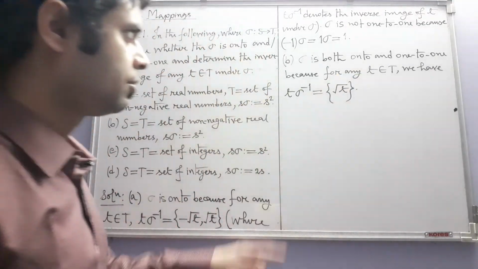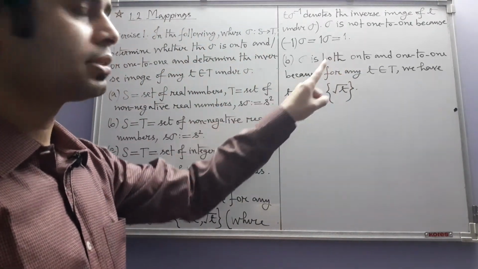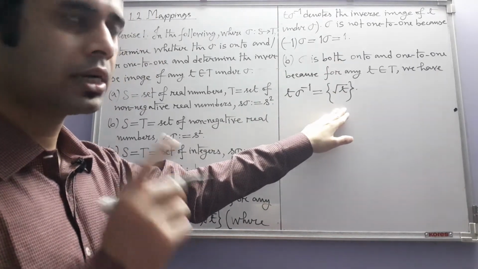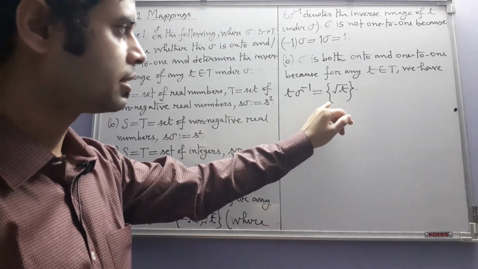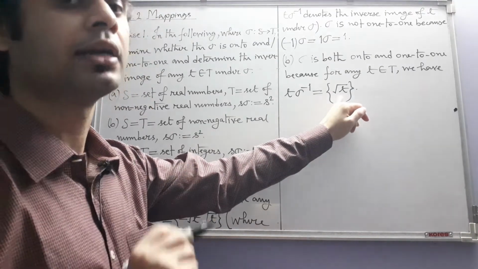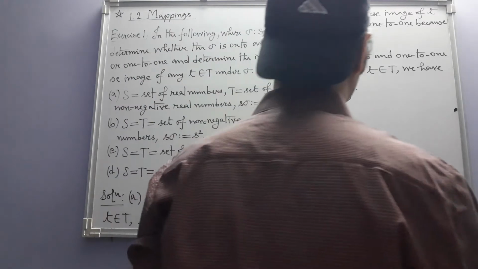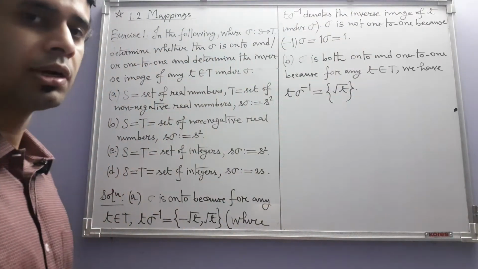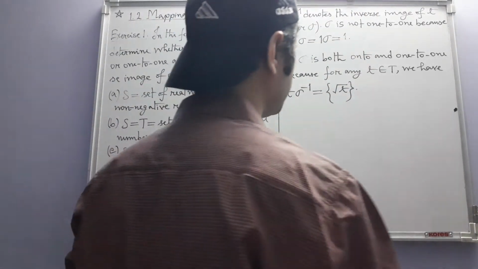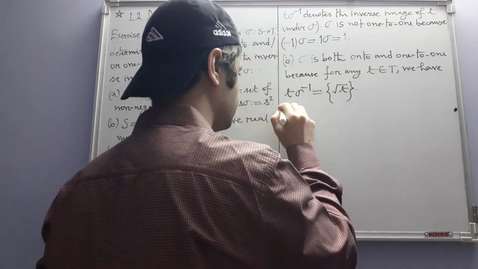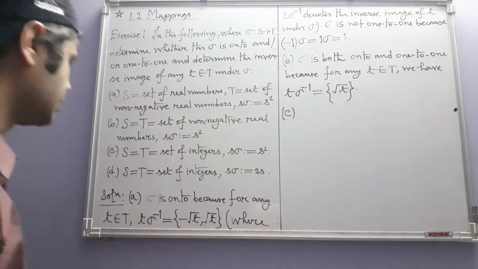Note that ontoness of sigma is coming from the fact that this set is non-empty, and one-to-oneness is coming from the fact that this set has exactly one element. Or I should say at most one element. And so here everything has already been written about. So we come to part C.